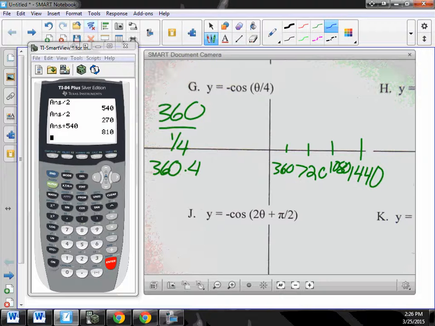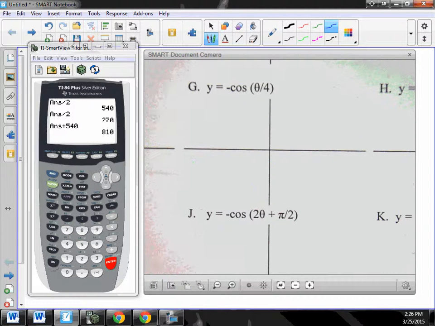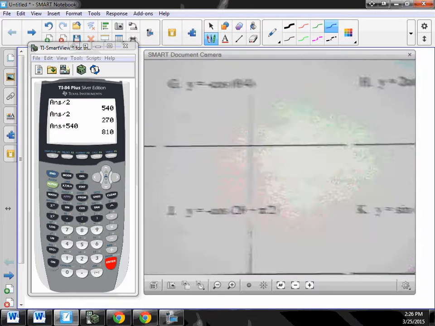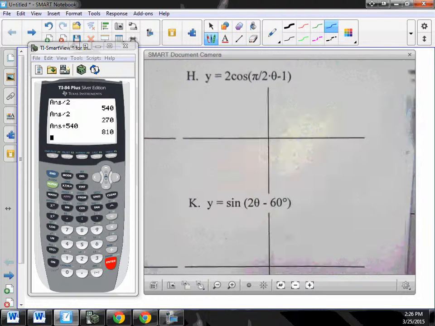Okay, and it's still bounded by 1 and -1, but since it's a negative cosine, we start at the bottom. So bottom, middle, top, middle, bottom. So as soon as you figure out the period change, then all the rules are the same. But we'll do a bunch more examples of every type to make sure you can handle everything.